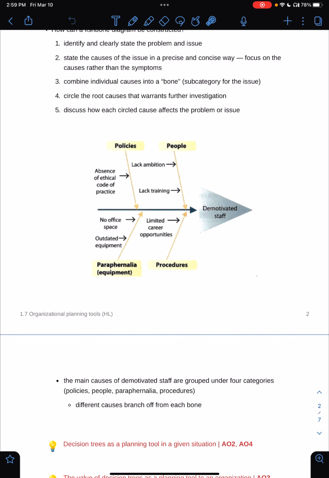A fishbone diagram is a rather simple graphical representation of the causes and effect of an issue or a problem, and this is typically used by managers to examine how the problem can be fixed and which category or subcategory they must address to fix this issue.